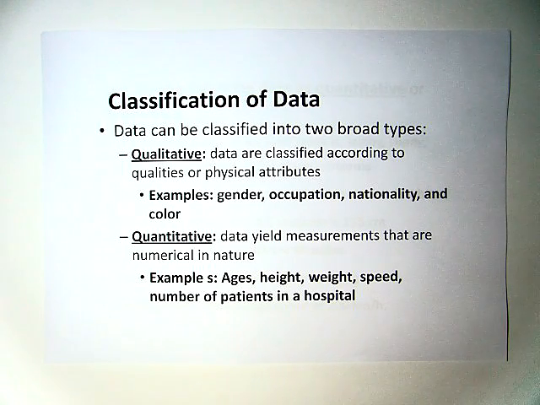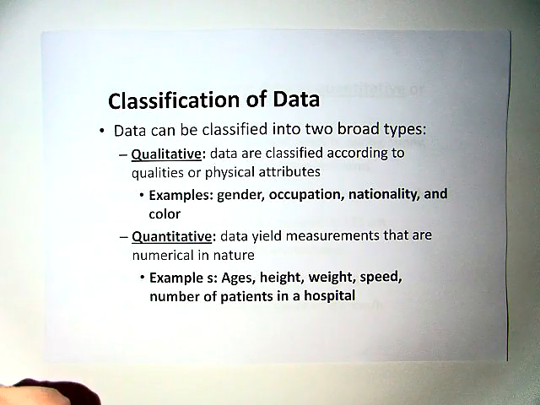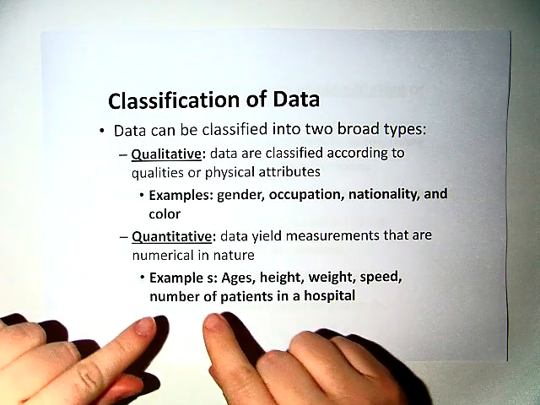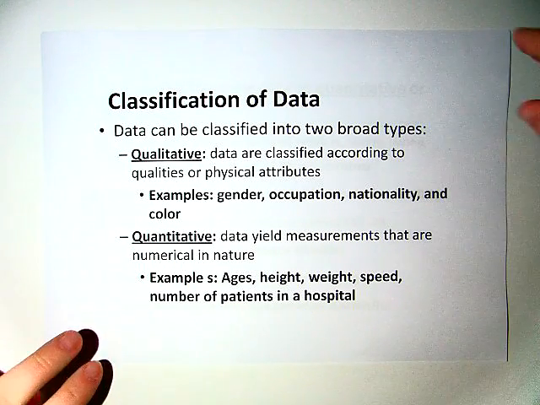Quantitative data yields measurements that are numerical in nature, meaning, how tall are you? I am 180 centimeters. How much do you weigh? I weigh 95 kilos. How fast was your car going? My car was driving 135 kilometers per hour. All of those things are numbers, and therefore they are quantitative by nature.